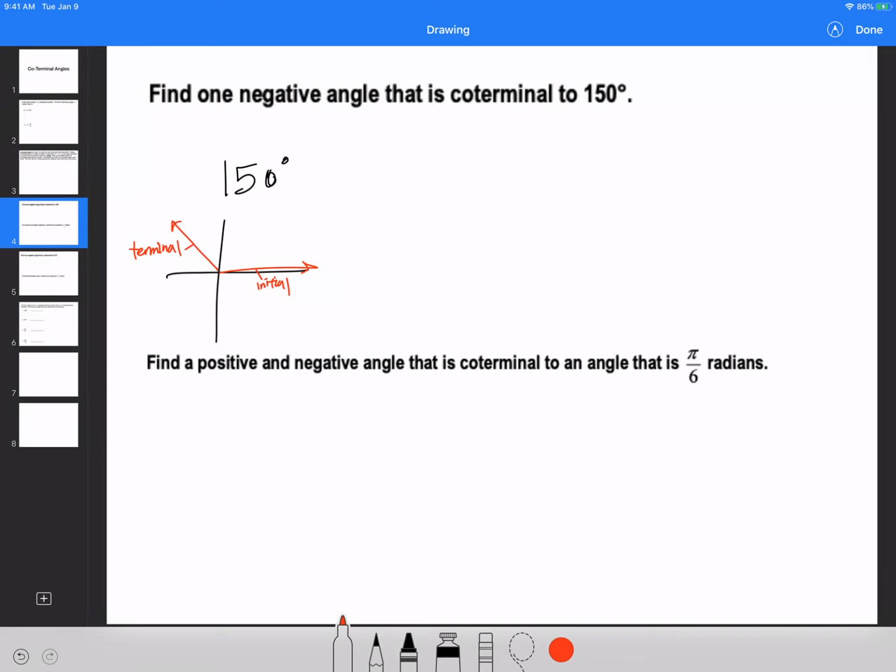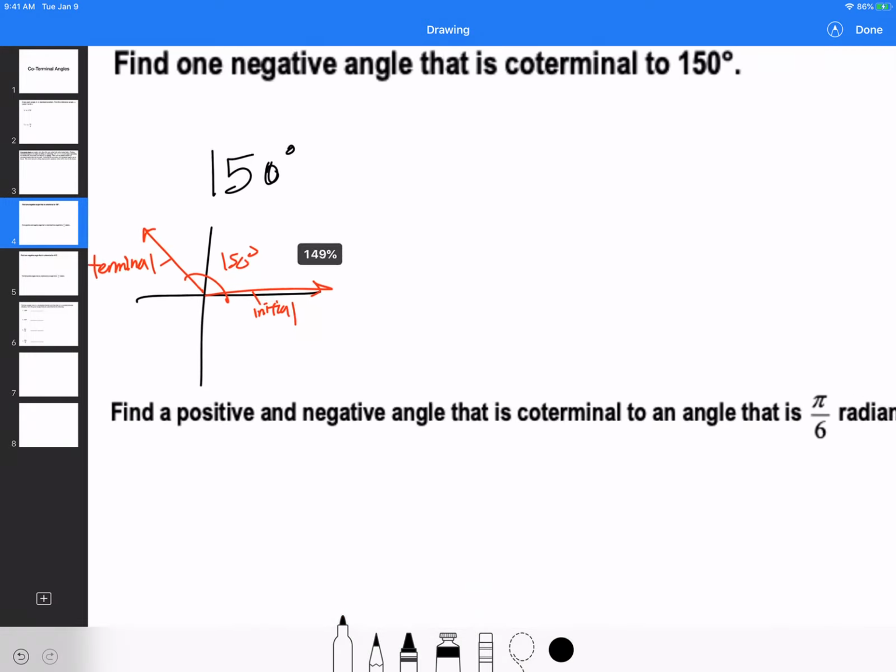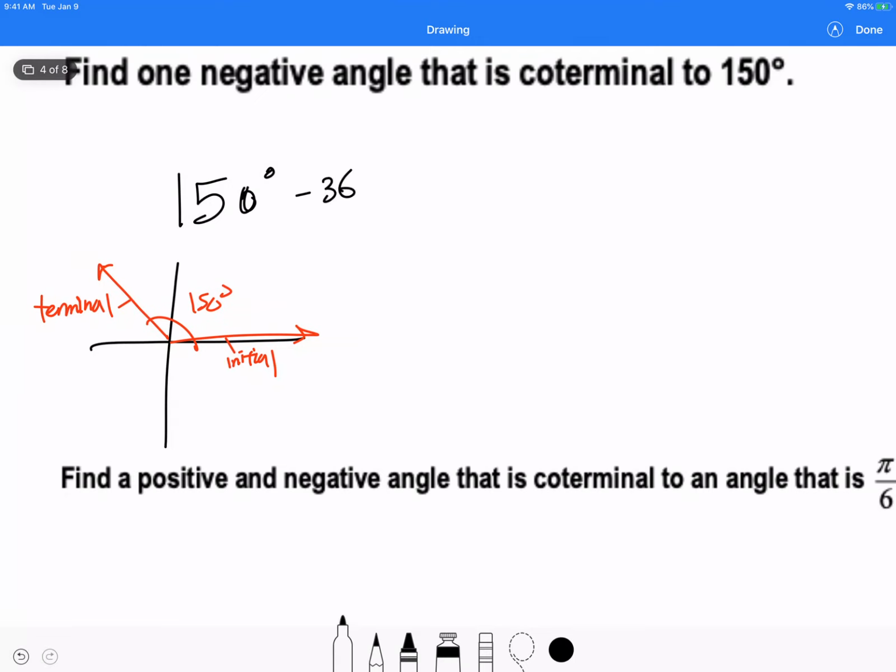So you need to know where those things are. That's 150 degrees. Now, if we're talking about a negative coterminal angle, that means we simply have to subtract 360, because that's going to give you a negative number, right? 150 minus 360 should give you negative 210 degrees.